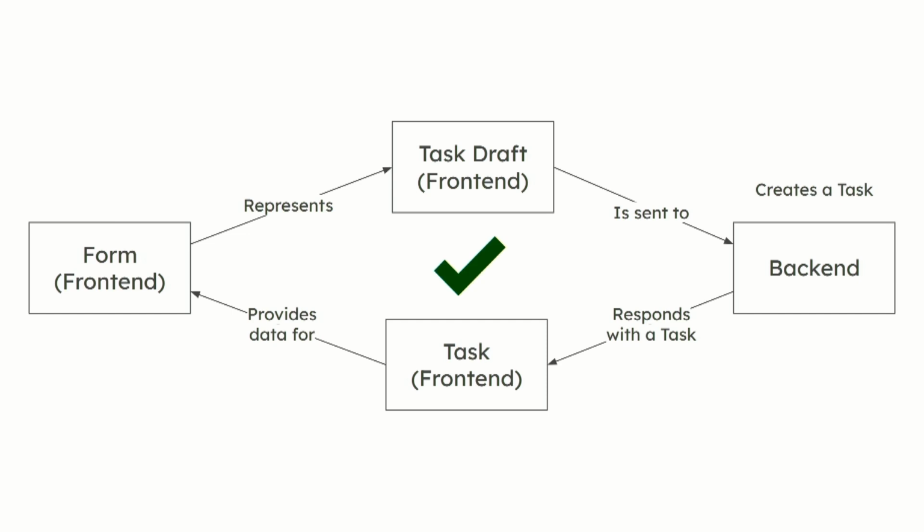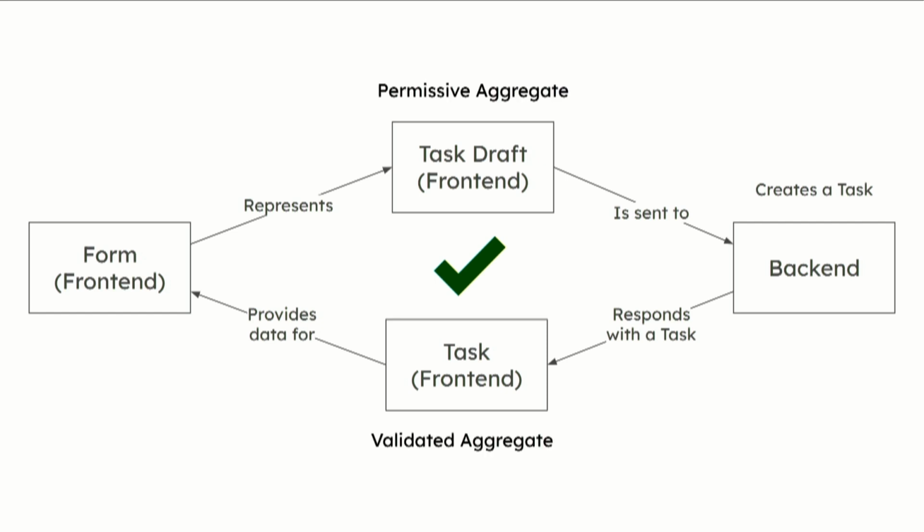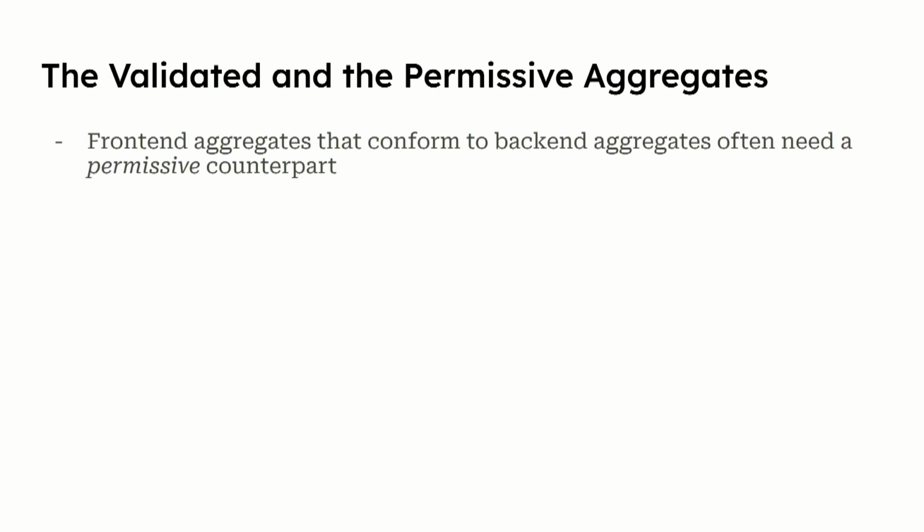So now it kind of makes sense again. We didn't define what the task draft is yet, but we know that the task draft is not a task. Since it's a draft, it should be correct, right? I like to call this design pattern the permissive and the validated aggregate. So what is that? What are the validated and the permissive aggregates?